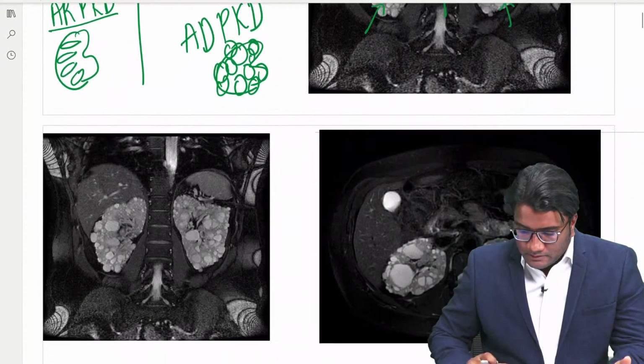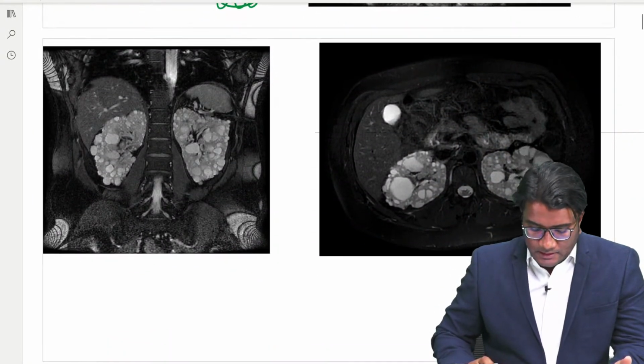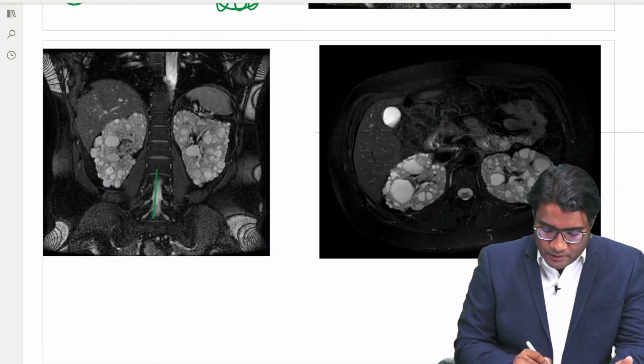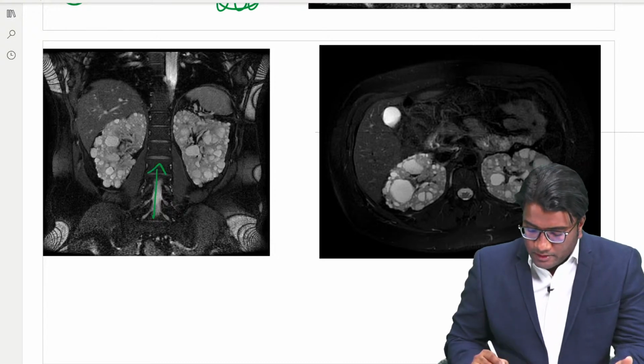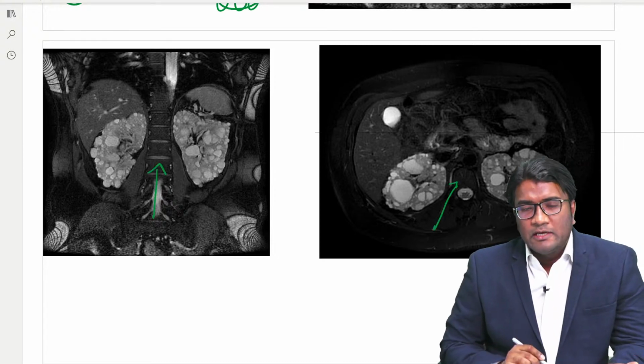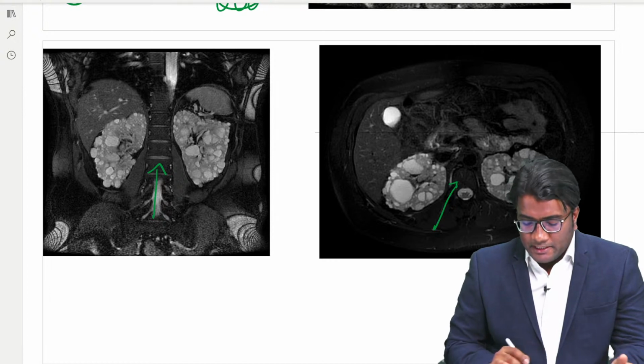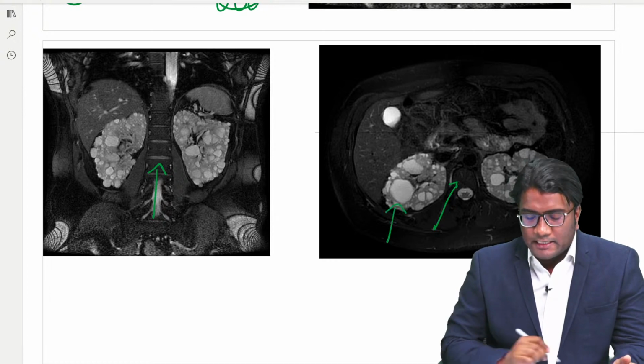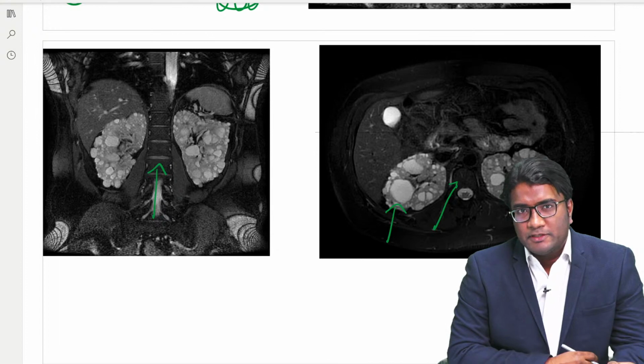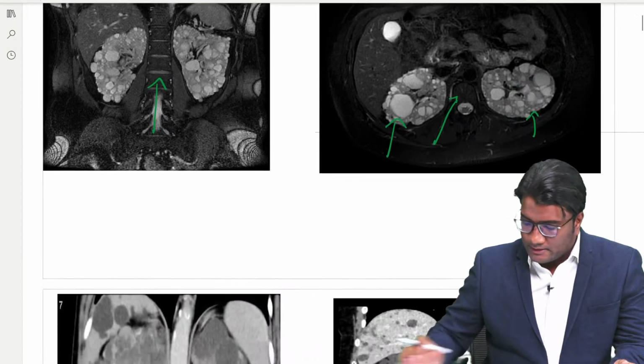MRI, multiple cysts. You can see here, either you may be given coronal sections like this, or you may be given an axial section. Look at the bone, right? If the bone is black, that is MRI, and you see multiple cysts in both the kidneys. This is again your polycystic kidney disease, the adult polycystic kidney disease.